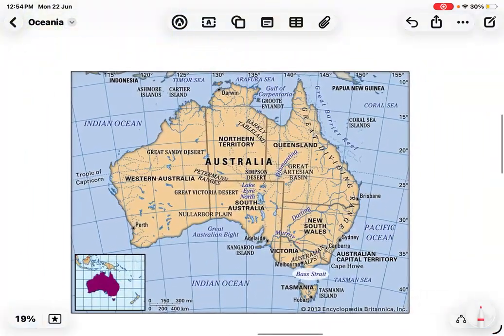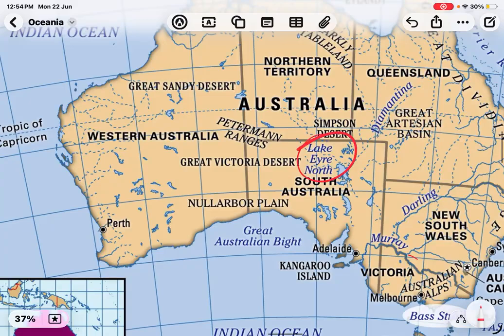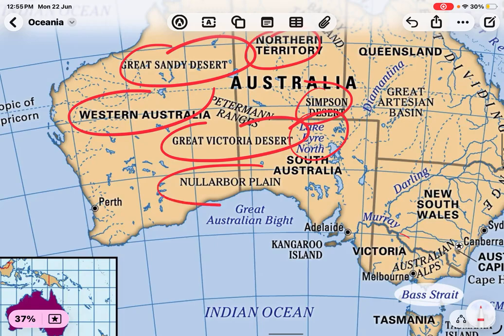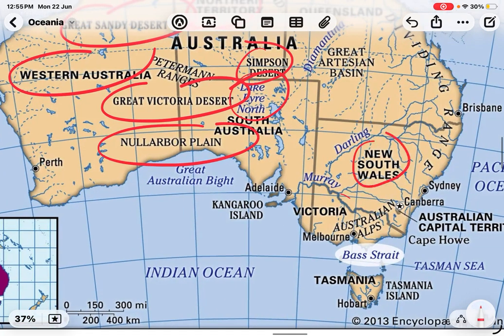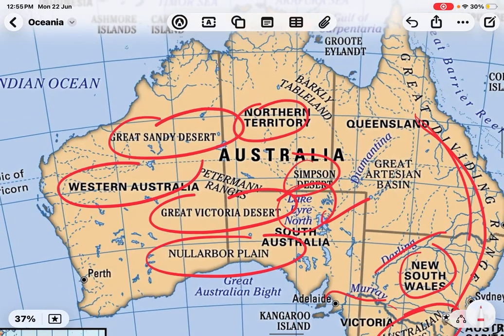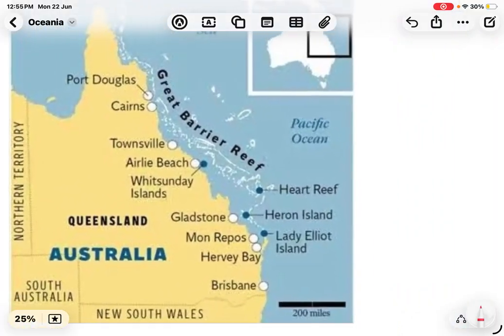Next map, let's go. Another simpler map stating Lake Eyre, Simpson Desert, Northern Territory, Great Sandy Desert, Western Australia, Victoria Desert. Then we have the Nullarbor Plain, New South Wales, Great Artesian Basin, Dividing Range, Australian Alps, Darling, Murray, Lake Eyre. That's it. I think, enough of Australia. Now we can see some of the important places.